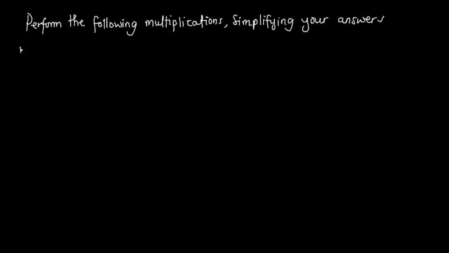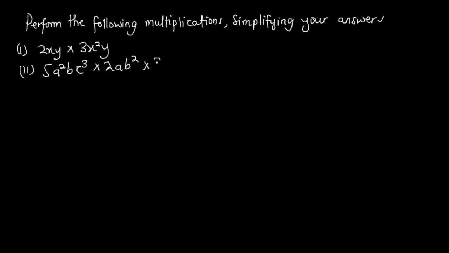Alright, so the first one we have over here is 2xy multiplied by 3x squared y. The second expression is 5a squared b c cubed multiplied by 2ab squared multiplied by 3c. Then we have, the third one, km multiplied by mn multiplied by nk.